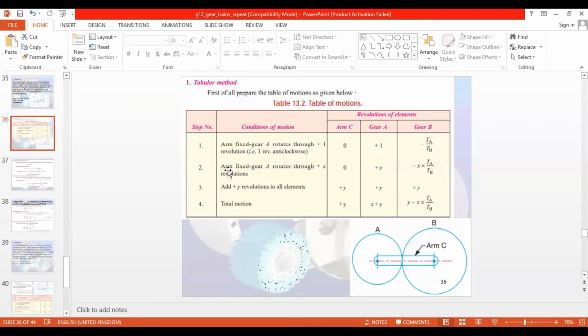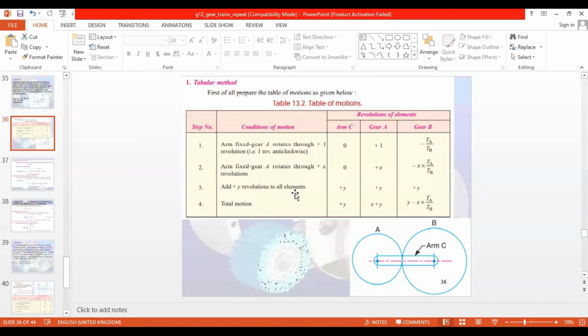Arm fixed, gear A rotates through X revolutions. If it is 1 revolution, B is making minus TA by TB. If it is X revolutions, I will multiply this by X, so that is minus X into TA by TB. For the arm, if I multiply by X also, that is 0 multiplied by X, which is 0.